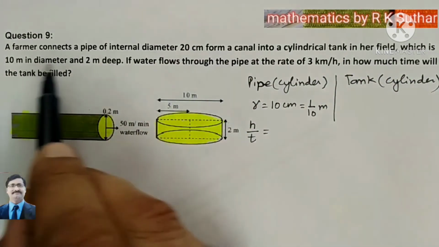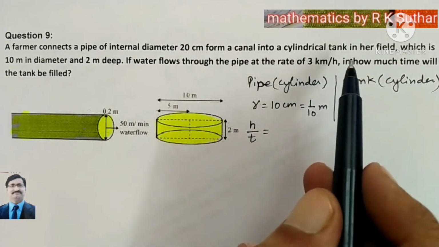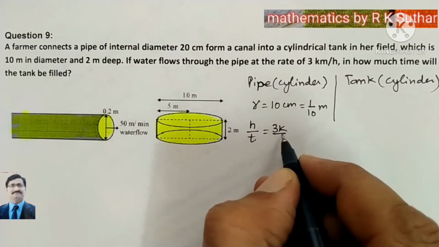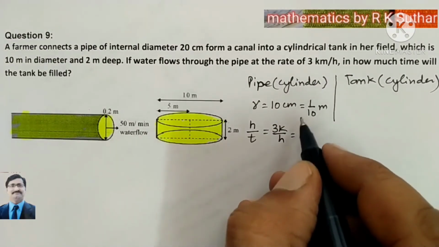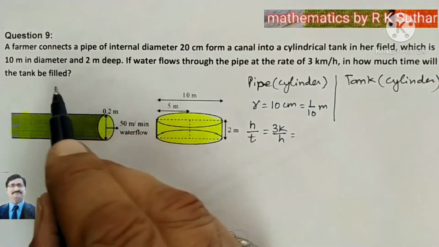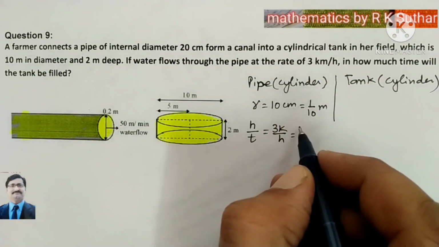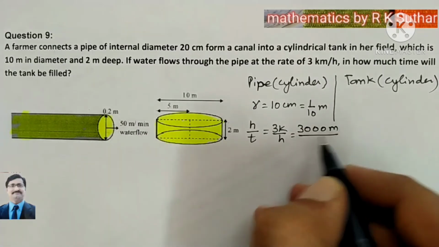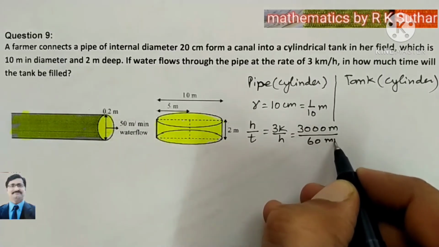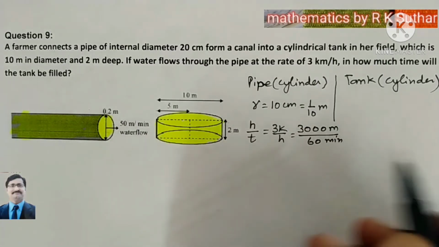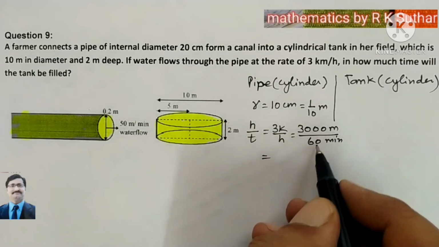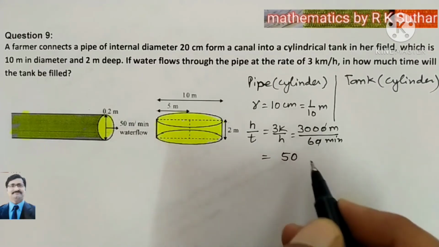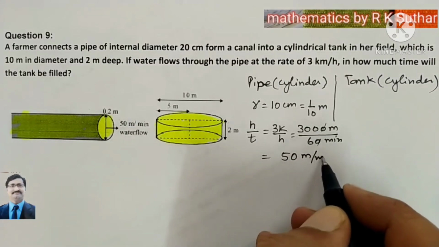Height upon time is given to us. This is the speed. Speed is given to us, 3 km per hour. This 3 km per hour we have to change. Look here, we have to find the time. So this 3 km we write as 3000 meter, and hour we write as 60 minute, so we get meter per minute. We cancel the zeros, and 3000 upon 60 gives 50 meter per minute.